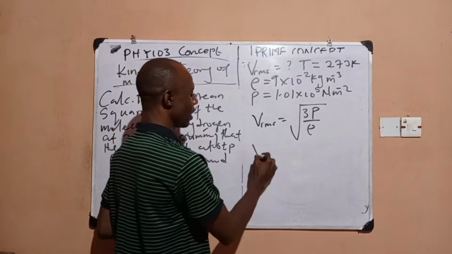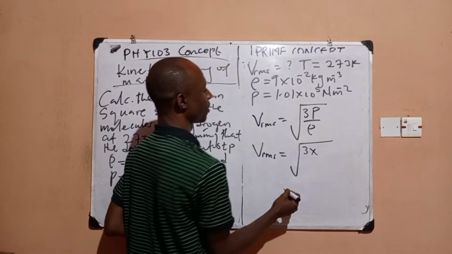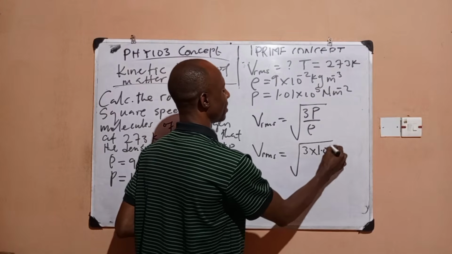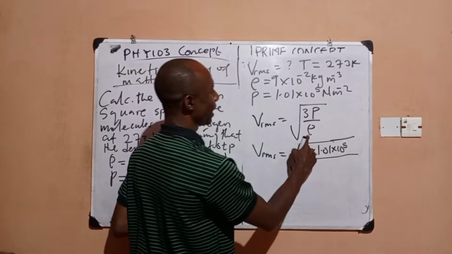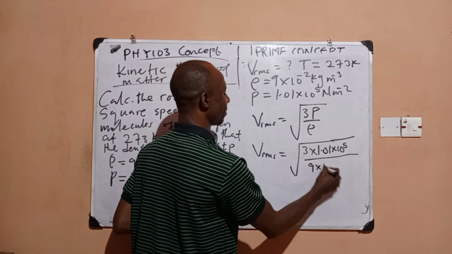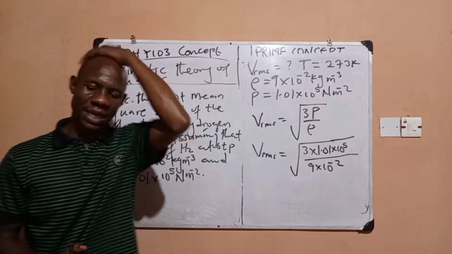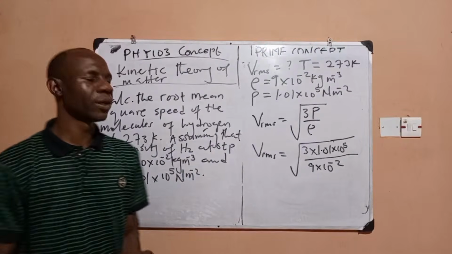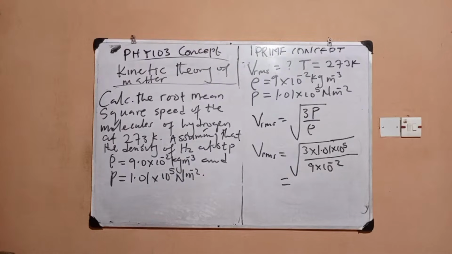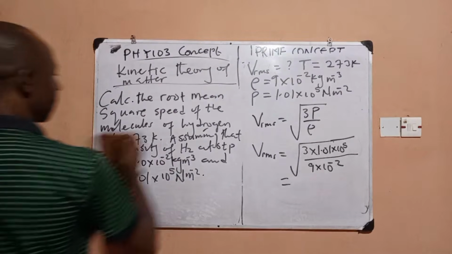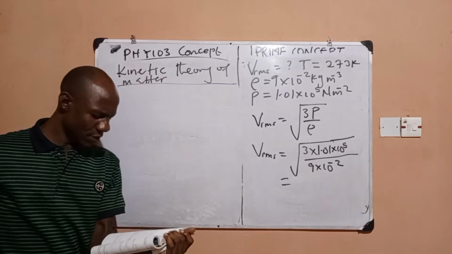That's the formula. So RMS speed is going to be the square root of 3 times pressure, which is 1.01 times 10 to power 5, divided by density, which is 9 times 10 to power minus 2. So somebody should punch this and tell me the answer. I don't have a root calculator with me. So punch. Let me drop another question. Tell me the answer.